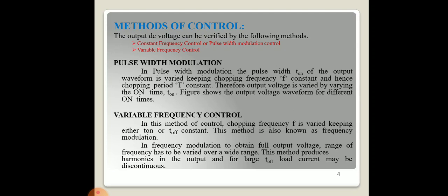Variable frequency control. In this method of control, the chopping frequency F is varied, keeping either T on or T off constant. This method is also known as frequency modulation. In frequency modulation, to obtain the full output voltage range, the frequency has to be varied over a wide range. So many problems are created in this method, like harmonics, electromagnetic interference, and a large value of T off. Due to the large value of T off, the load current may become discontinuous.